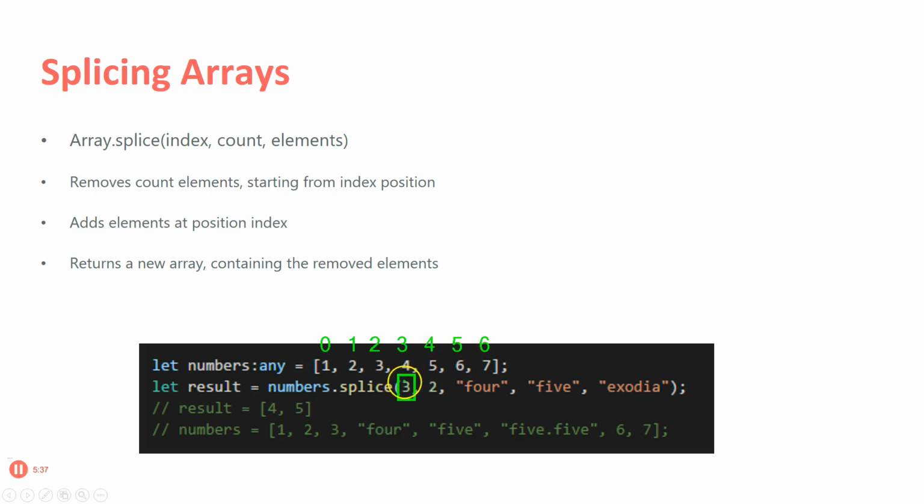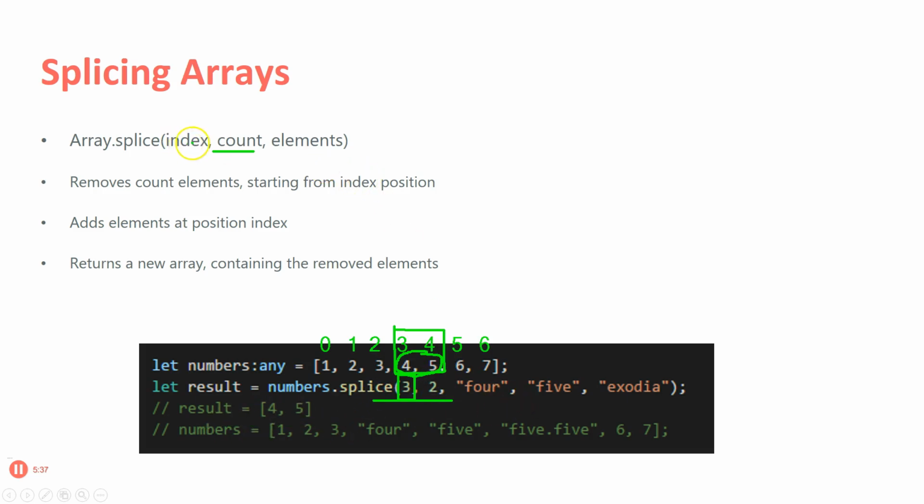Alright, so we start at the third index. The second parameter is how many elements I'm going to splice. Well, only 2. And here I receive 4 and 5. So far the result will be 4 and 5.